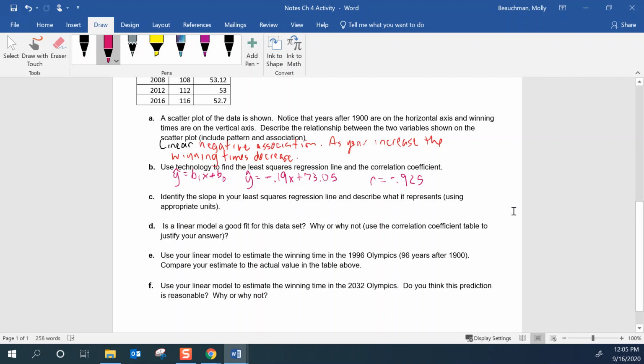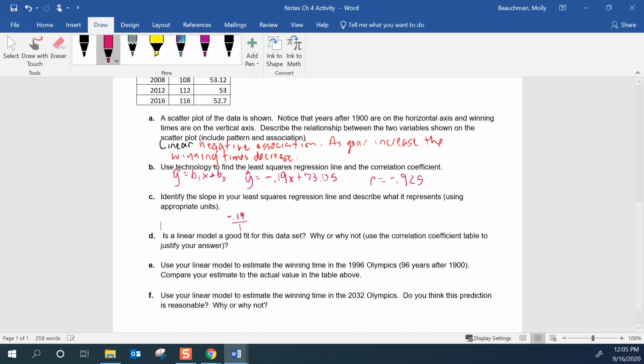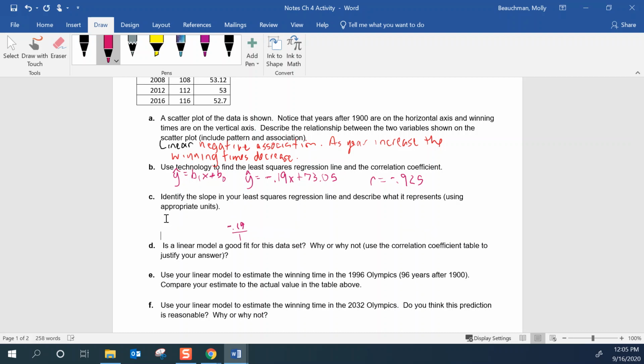Slope is rise over run. So this y hat equals a negative 0.19. That's a negative 0.19 over 1. So what are the measurements that we're using? The measurements that we're using for the vertical axis are seconds, and the measurements that we're using for the horizontal axis are years. So this says that for each year, the Olympic times are decreasing by about 0.19 seconds per year on average. So the slope is an average, it's not exact.